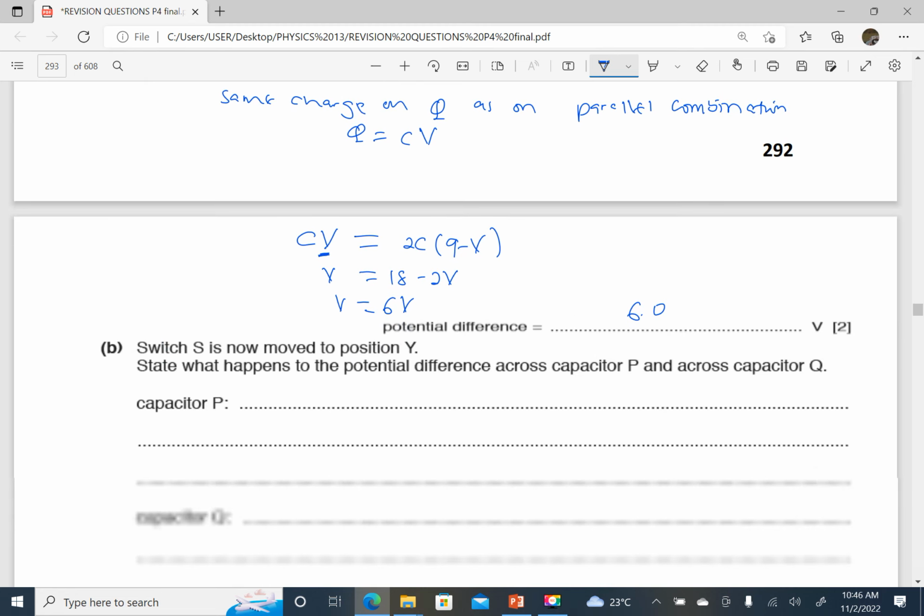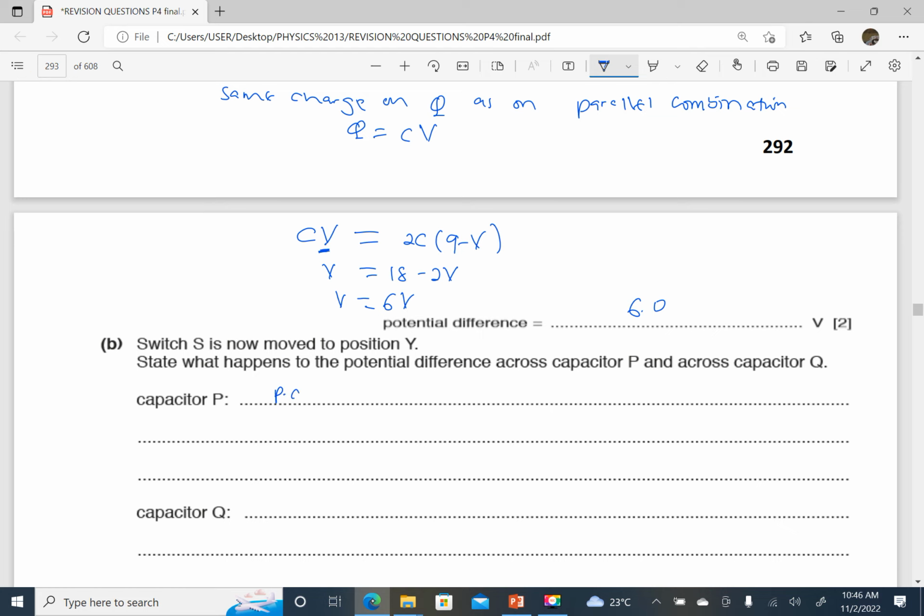So we are saying the PD will decrease from 3.0 volts to 0 as the capacitor P discharges into the resistor.